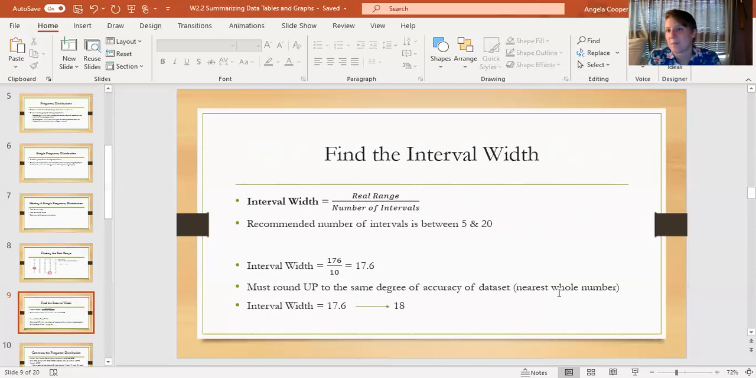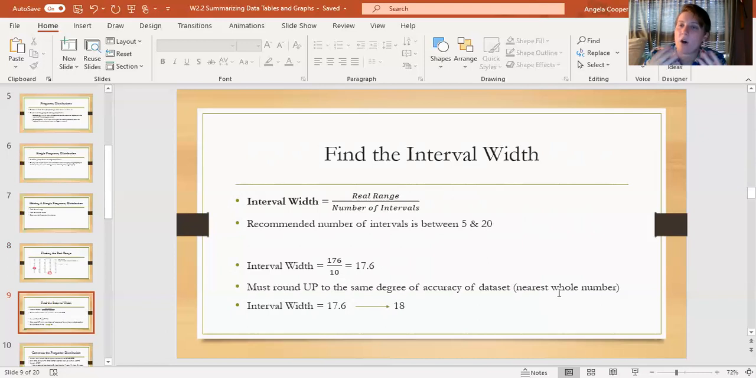I like round numbers, or I like intervals of 5. That's my personal preference. So I went with 10 because that's easy to divide. So again, to find the interval width, we take the real range, which we calculated before as 176, and divide it by 10, the number of intervals that I have chosen. You can choose 5, you can choose 20 if you so please, but I went with 10. And that equals 17.6. So, okay, we have our interval width of 17.6, but actually not yet.